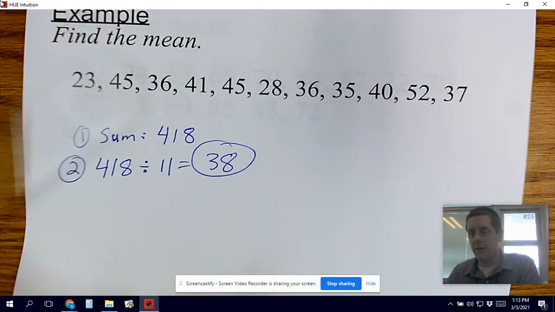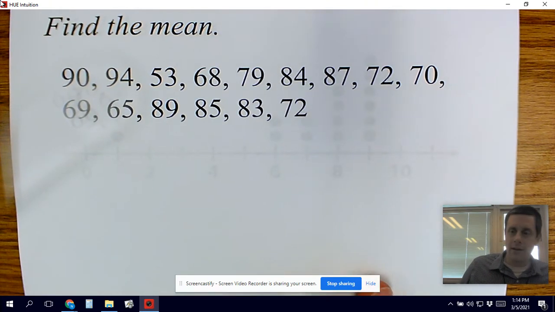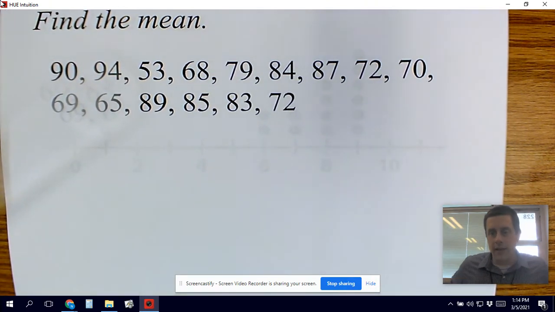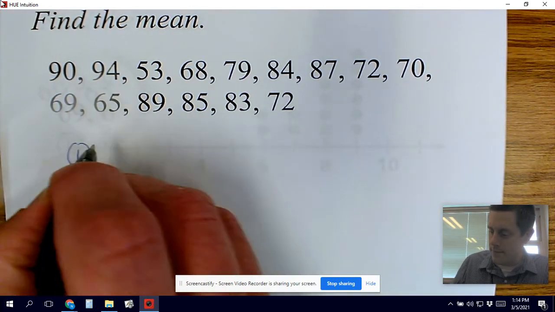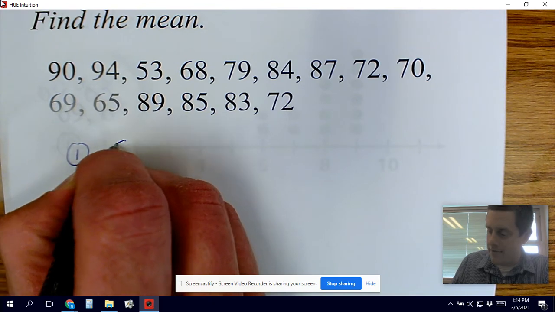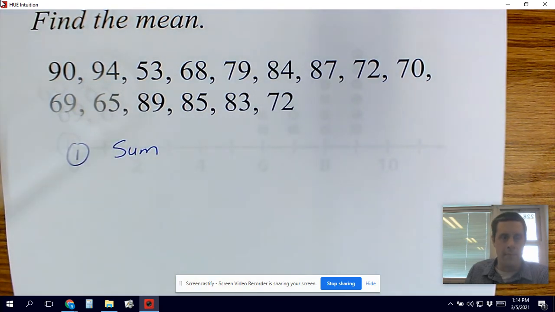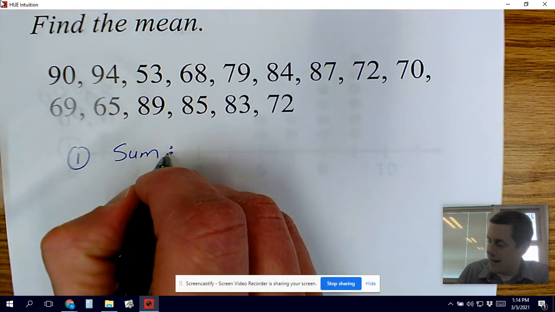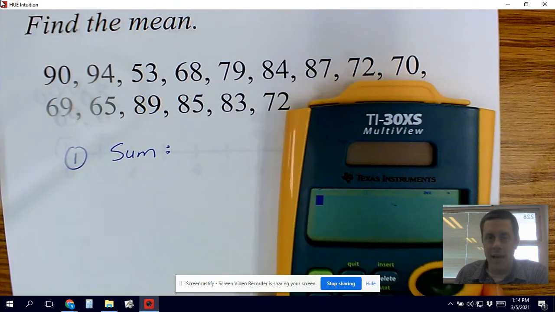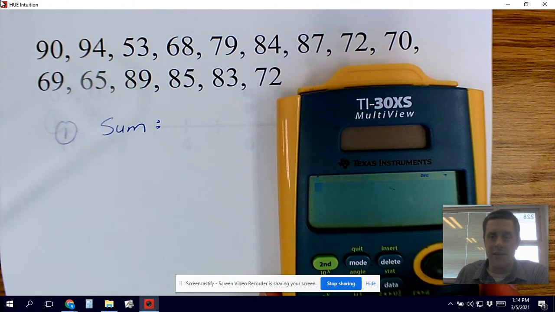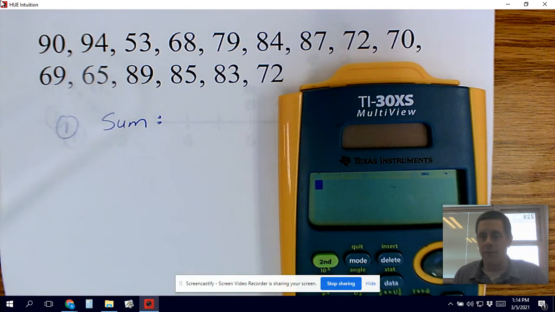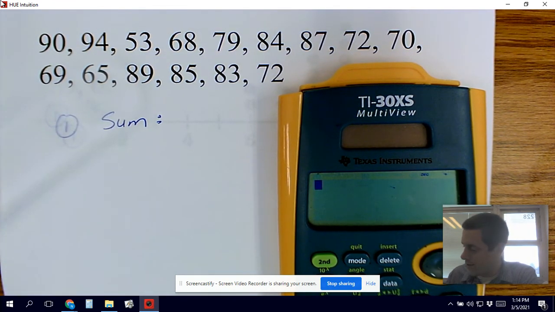Okay, let's try our second example together. We have another data set, a little larger this time. Same process in calculating the mean though. So follow along with me. Do you remember what our first step was? Step one, calculating mean, find the sum. So we are adding together all of the numbers in this data set. Now, this data set is very large. Be very careful. Make sure you are hitting the correct keys the entire way through this calculation.